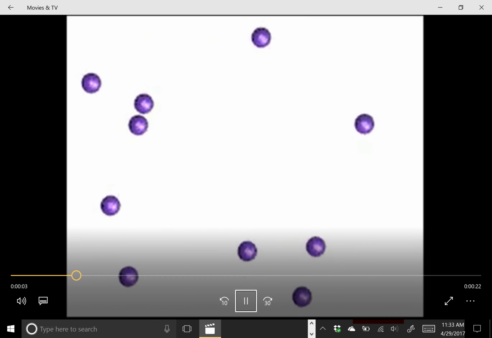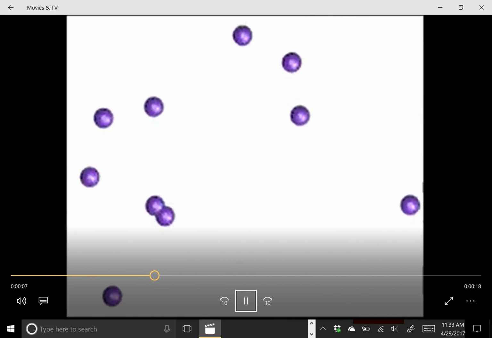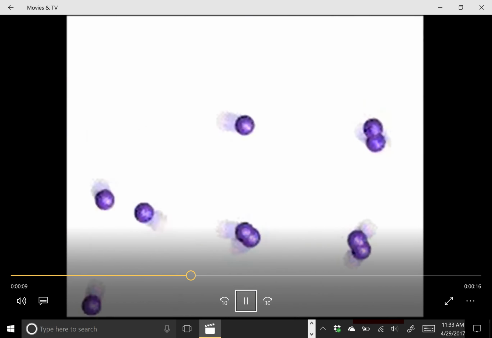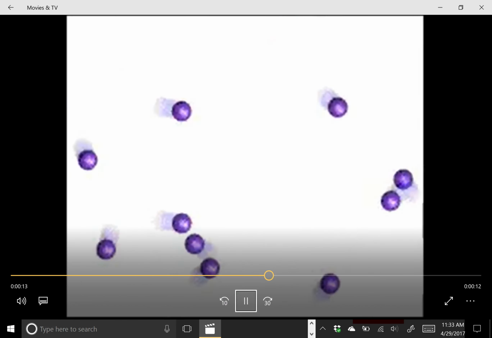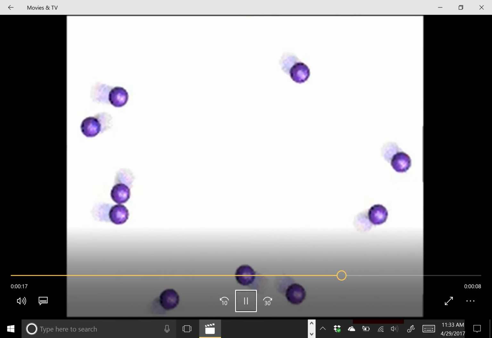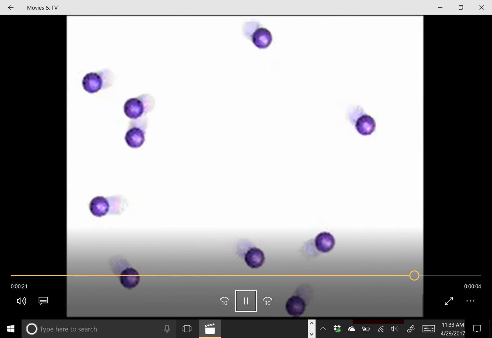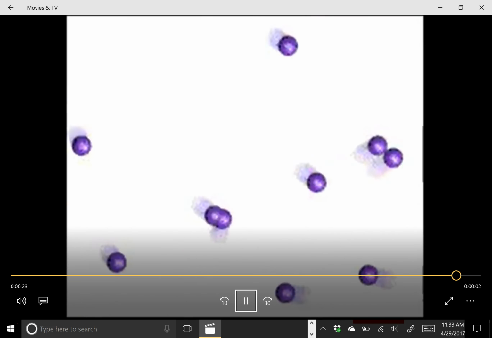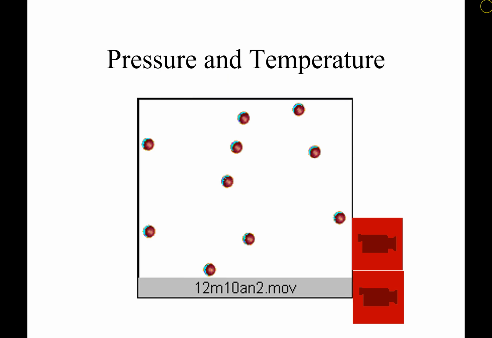If the temperature of a constant volume of gas is increased, the molecules of the gas move faster, and each collision exerts a greater force on the walls of the container. In addition, because the molecules move faster, the number of collisions between gas molecules and the container walls increases, and therefore so does gas pressure. Totally makes sense. I like things that make sense.